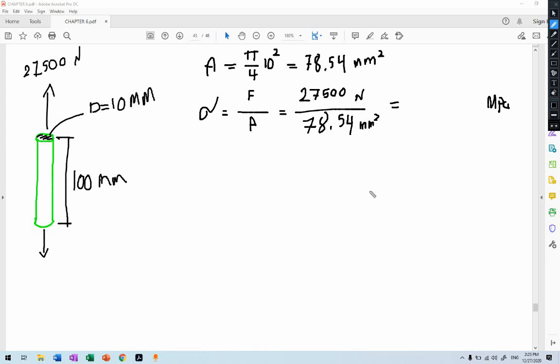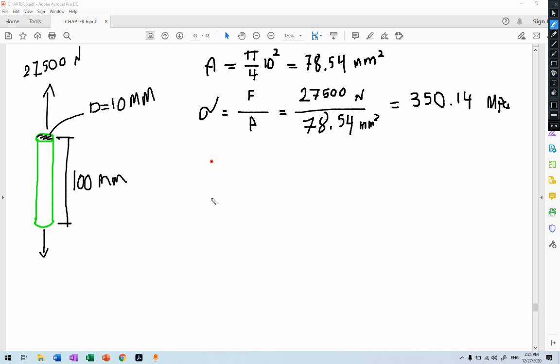So we have 27,500 divided by 78.54, so we have 350 megapascal, 350.14 megapascal. Now this is the applied stress over the material. So we have this stress inside the material.